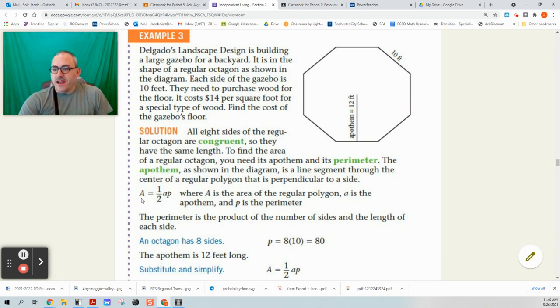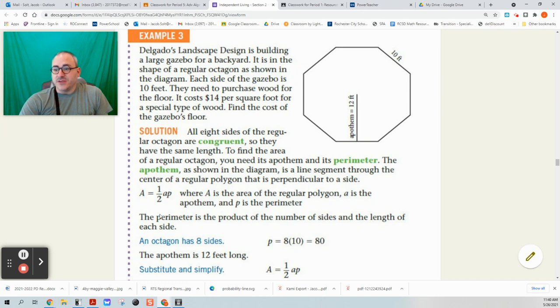All right, so the area of a regular polygon is 1/2 times the apothem times the perimeter. A is the area of the regular polygon, a is the apothem, and P is the perimeter. So let's calculate the area of this regular octagon that has an apothem of 12 feet and sides of 10.